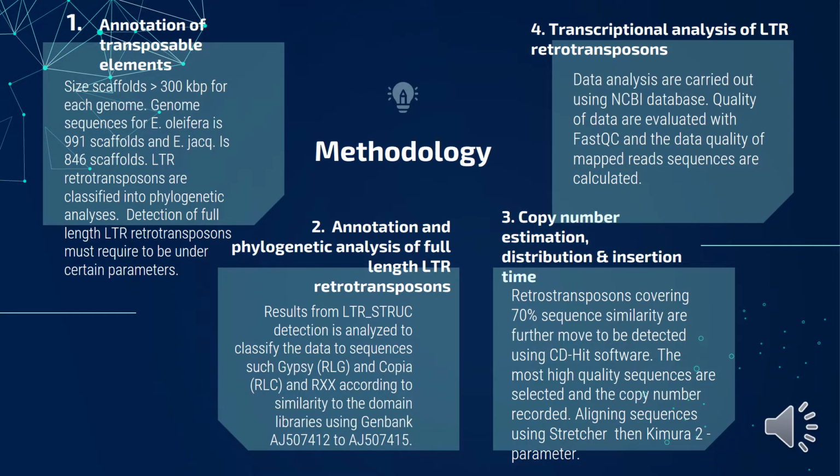Four methodologies are listed in the article for both oil palm genomes. For the first methodology, the retrotransposon must meet certain parameters. First, it has to be a repeated element, with highly similar 5' and 3' ends, and a target site duplication on each insertion site, and it has a putative primer binding site and polypurine tract at the 5' and 3' ends.